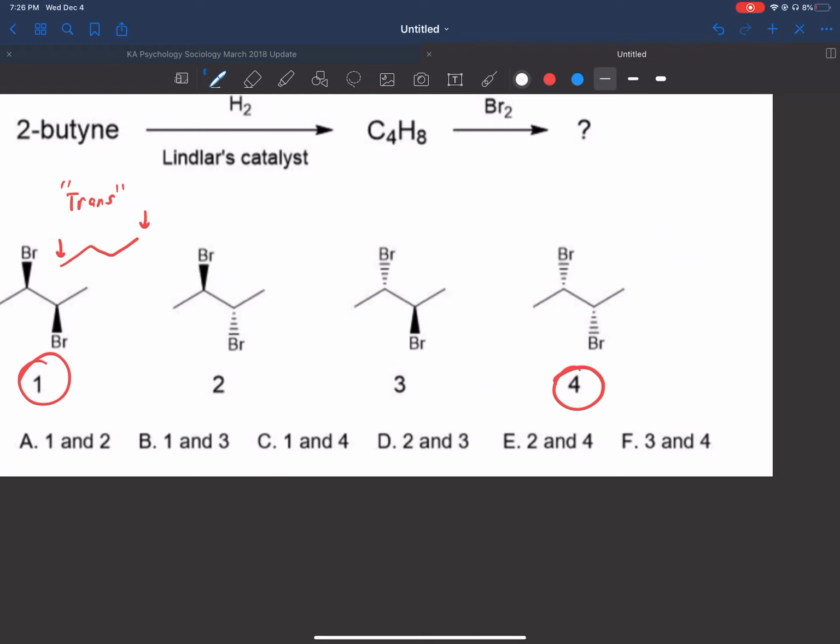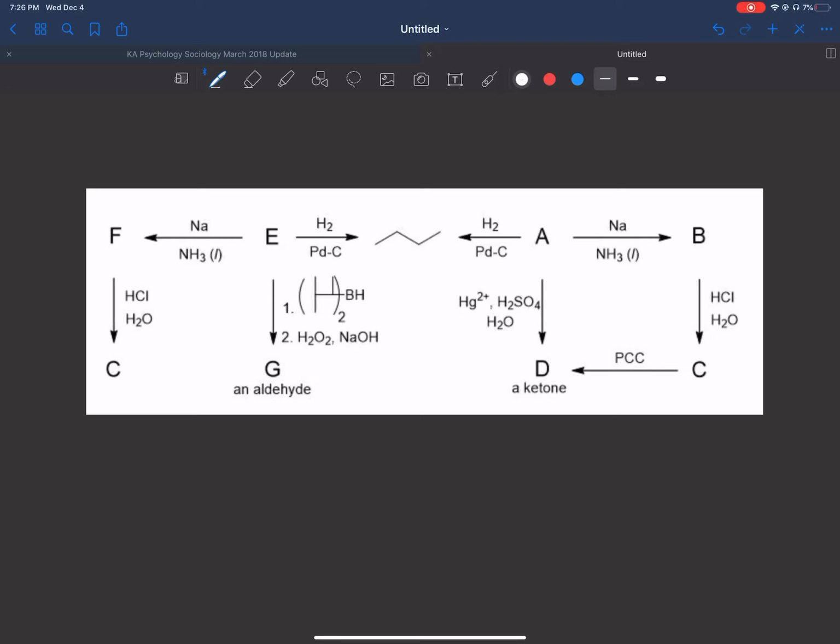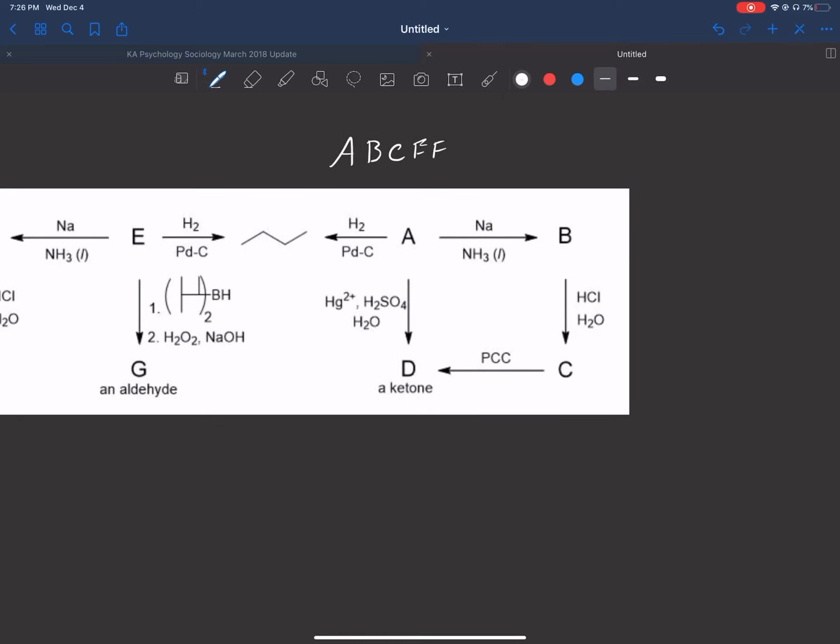Okay. So now that we've covered that question, let's go on to another one. Now this is the roadmap question. Once you see a roadmap, don't freak out. It's not as bad as you guys think. They want us to draw compounds A, B, C, E, and F. So let me just write that: A, B, C, E, F. They didn't want all of them. So how do we approach this problem?